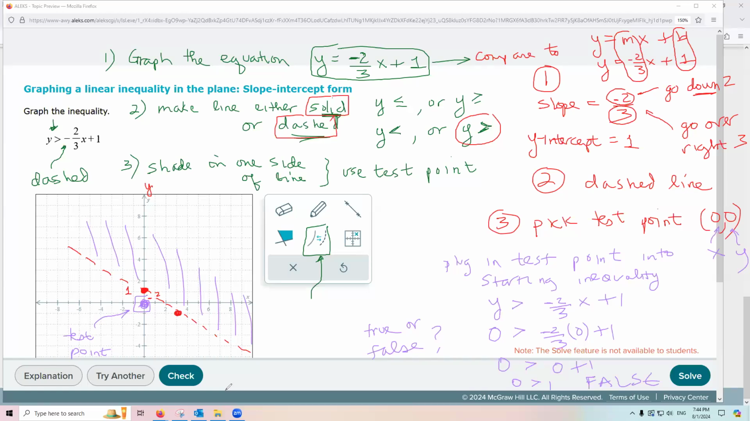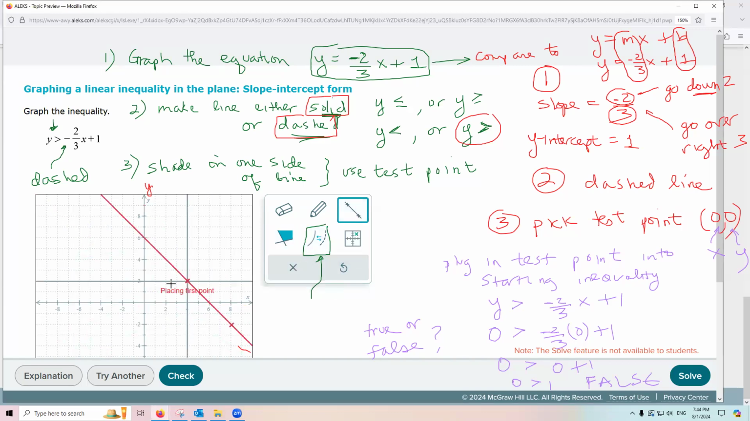All right, let me go do this in Alex because I want to show you how to shade in using Alex. So let me get rid of some of this here. And let me plot the line to begin with. I'm going to come over here to the line tool. I'm going to start at the y-intercept, which is right here. Notice it says place the first point. So I'm going to click my mouse. Now I need the second point.